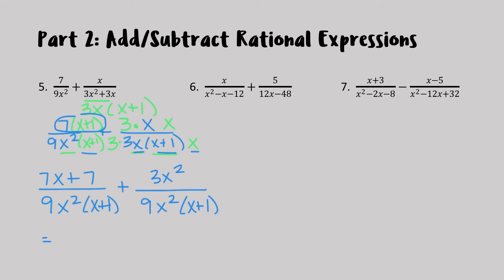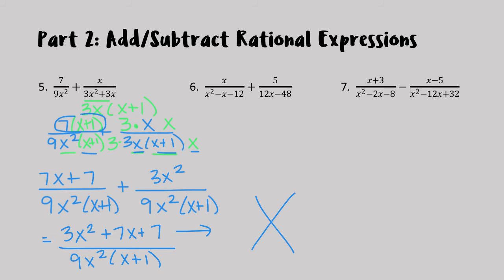None of the terms in the numerators can be combined because they're not like terms, but I'm going to put the 3x squared first plus 7x plus 7 over, again, I'm just leaving the denominator factored because now we want to see if we can factor the numerator and then see if any factors can be canceled. So can we factor the numerator?